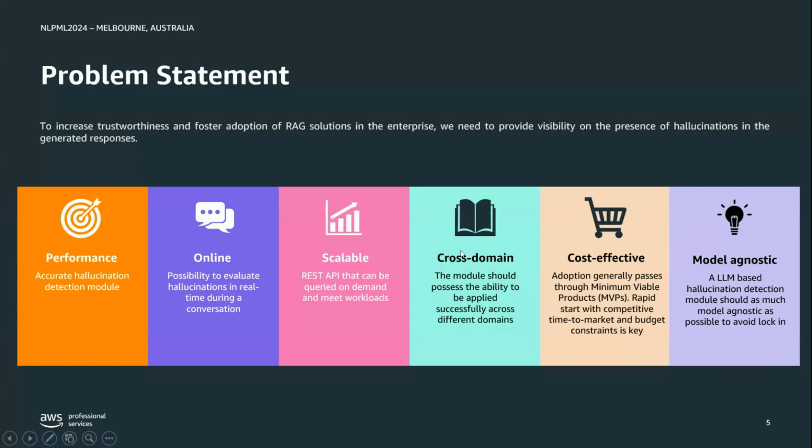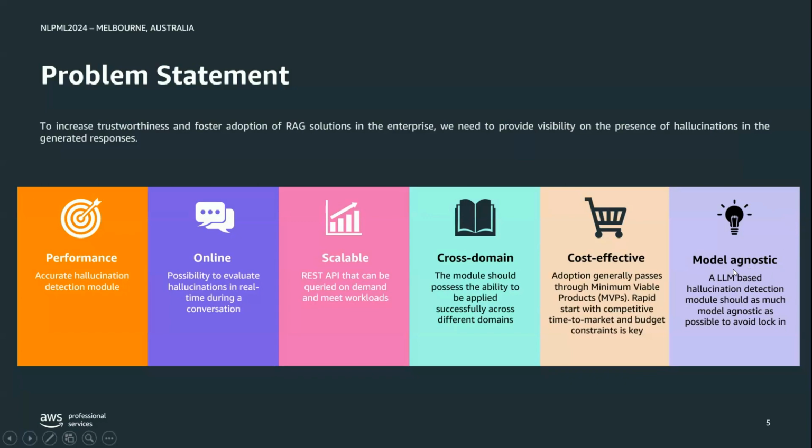It must work on multiple domains. We don't want to have a module or an application that is tailored on the healthcare or the financial domains. It must be cost effective to meet non-functional requirements. Most applications start with MVPs, minimum viable products, and we want to be able to embed such a solution in a cost-effective way, reducing also time to market, because we must also be rapid during these developments.